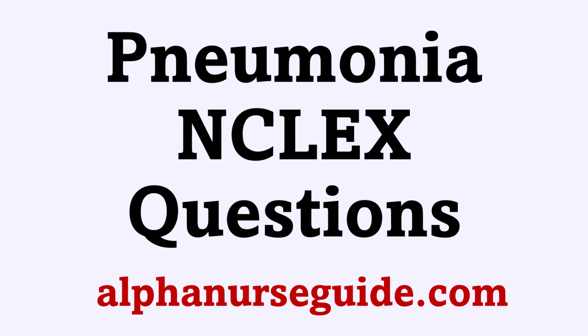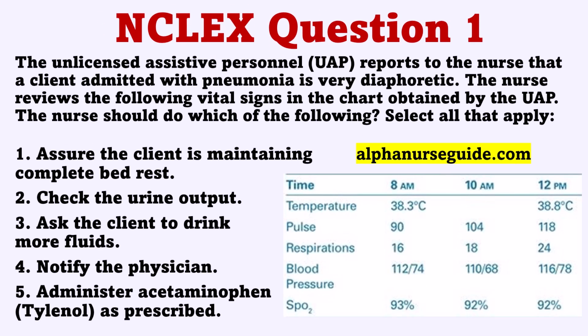This is pneumonia questions. Let's get started. The unlicensed assistive personnel reports to the nurse that a client admitted with pneumonia is very diaphoretic. The nurse reviews the following vital signs in the chart obtained by the UAP. The nurse should do which of the following?